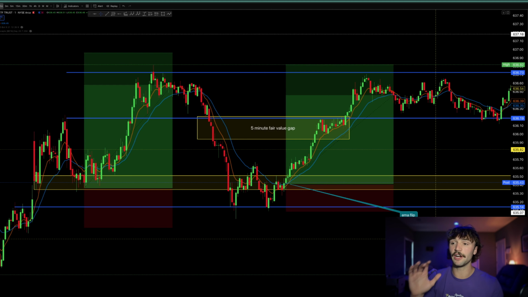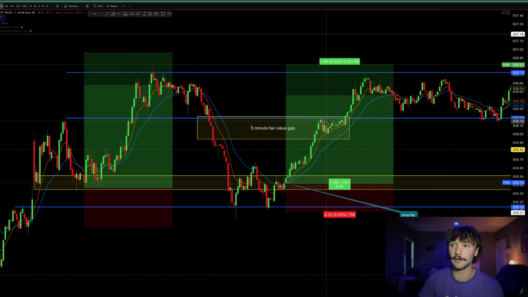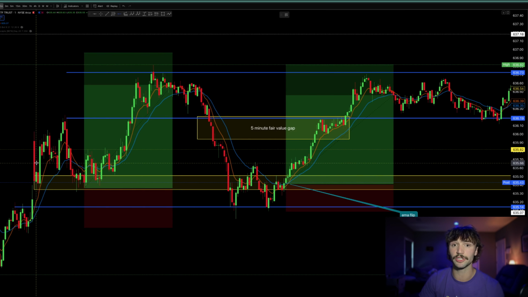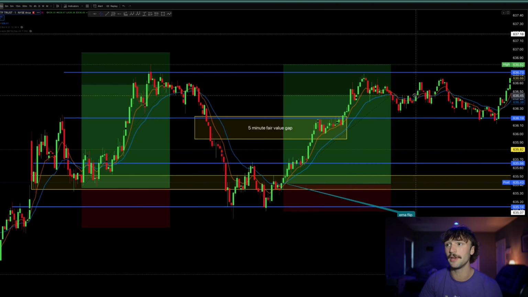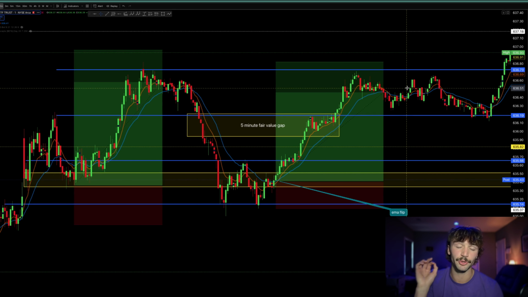Now, from there, we're able to push all the way back up into this fair value gap, smash through this fair value gap, and we also smash through our break of structure, which I'll indicate as right there. And from there, we're able to push all the way up, and I made another 112% on this play.